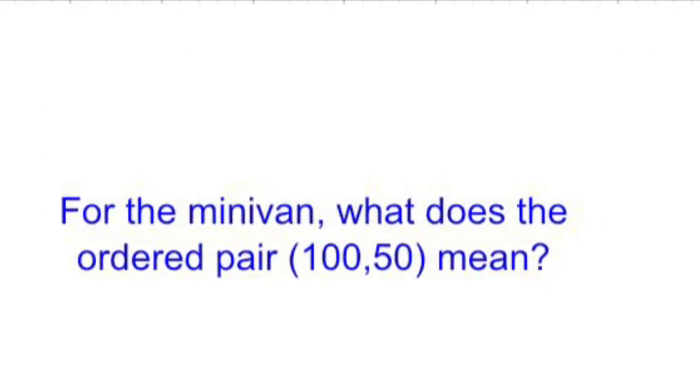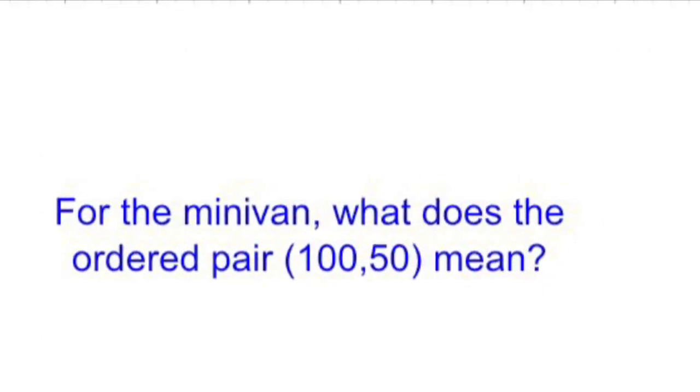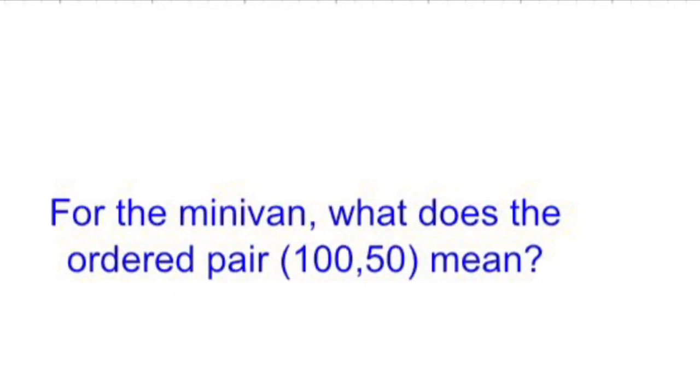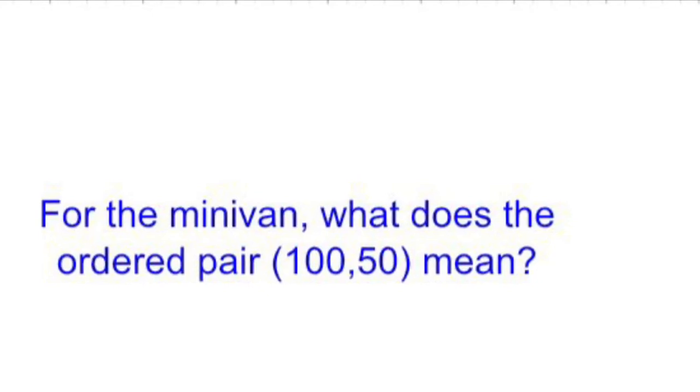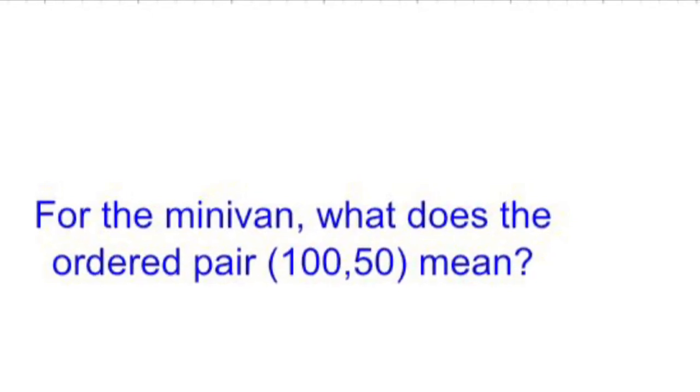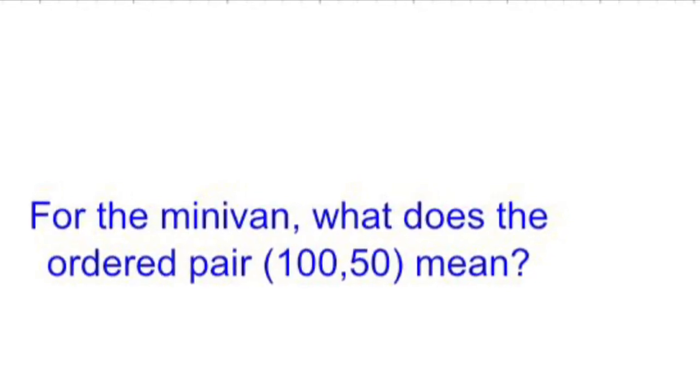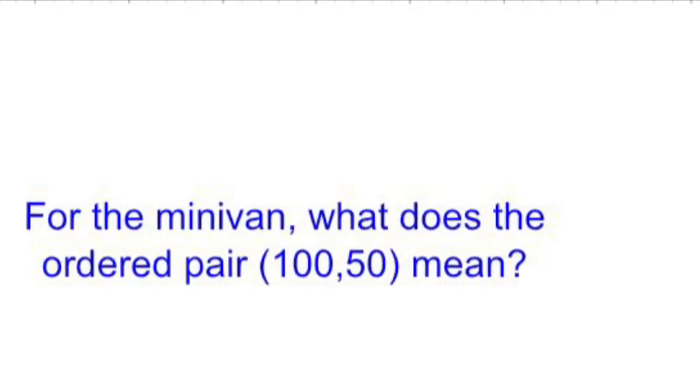And here's another question. For the minivan, what does the ordered pair (100, 50) mean? So don't forget, we're talking about the minivan here, not the SUV. So you need to look at the equation and the table of values for the minivan. So let's do that now.